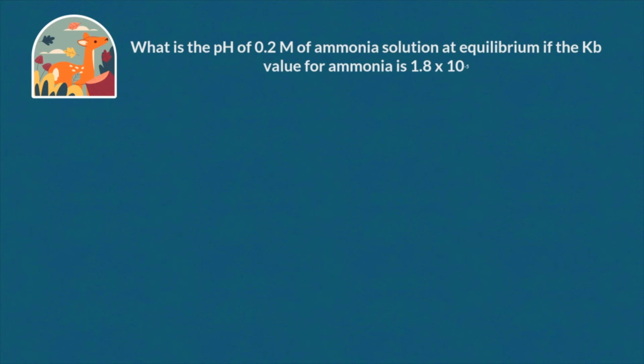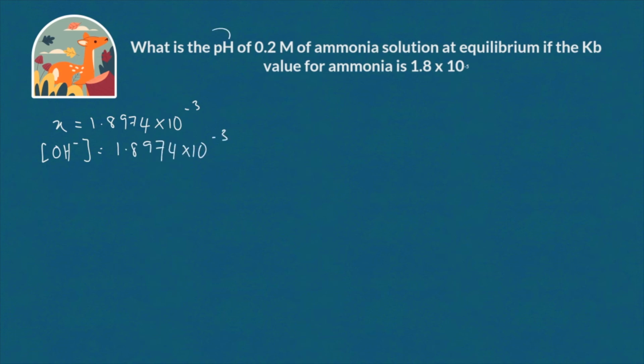The value of X that we get just now, X is equivalent to 1.8974 times 10 to the power of negative 3. In saying that, we can say that the concentration of OH minus is equivalent to 1.8974 times 10 to the power of negative 3. You were asked to calculate the pH, but you only have the concentration of OH minus.